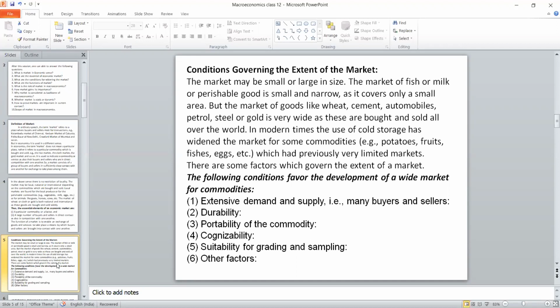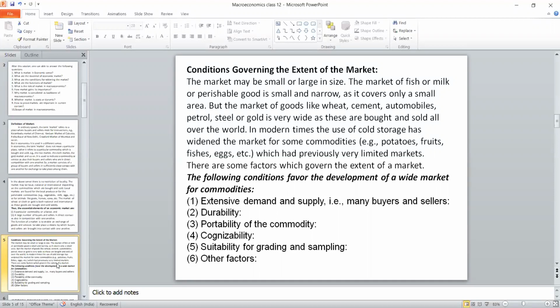So, which decides the size of the market? These are the list of factors that decide the size of the market. The very first one is the demand and supply of the product. Who will demand? The buyers and sellers have to decide what to do, what not to do. The second factor is the durability of the product. That durability decides the size of the market.